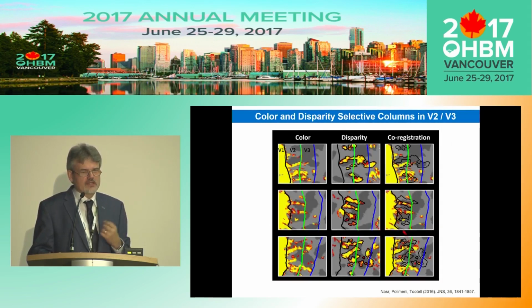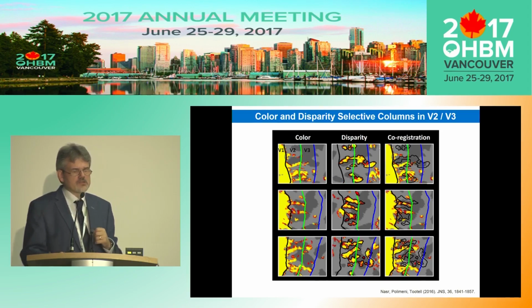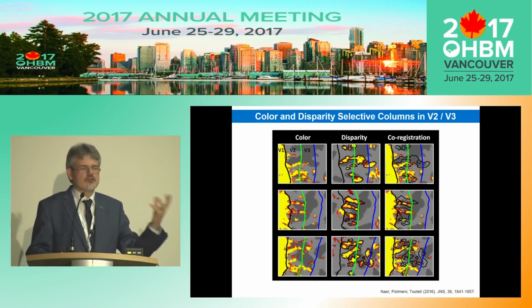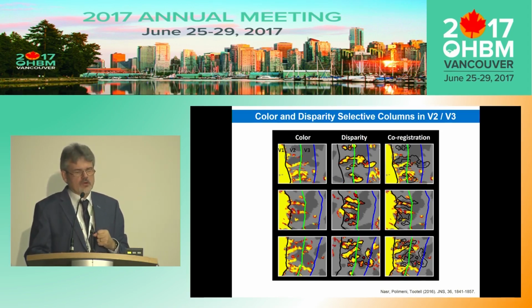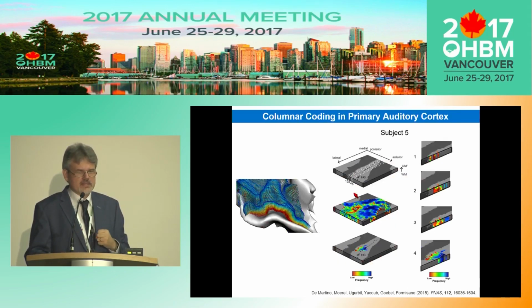And if you look carefully and contrast color and disparity, then you see that corresponding to the thin stripes you get the color responsive regions, and corresponding to the thick stripes, roughly, you get these disparity responsive regions, and they nicely complement. That shows that we can also go beyond V1 and V2 and V3 and find these kinds of columnar level organizations, or stripe-like in this case.